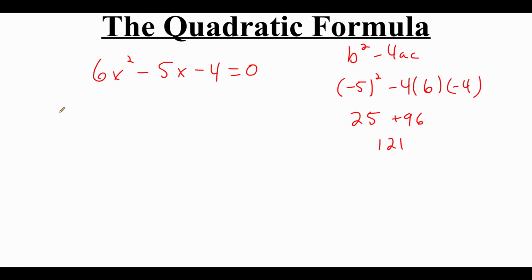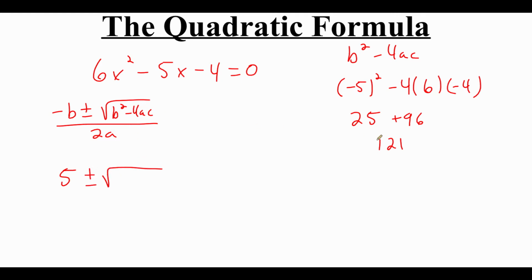Remember, the quadratic formula is negative b plus or minus the square root of b squared minus 4ac all over 2a. So we take the opposite of our b value. b is negative 5, so the opposite is positive 5, plus or minus the square root. We already did the discriminant and got 121, so I'm just going to fill that in underneath my radical. And this is over 2 times the a value, so 2 times 6. As we start simplifying, we have 5 plus or minus the square root of 121, which is 11, and on the bottom, 2 times 6 is 12.